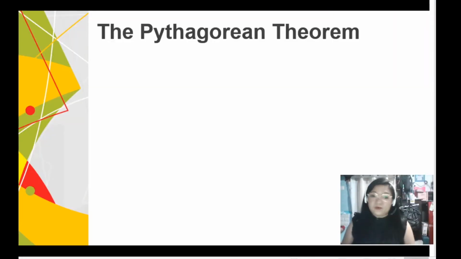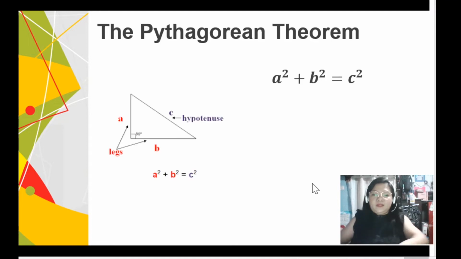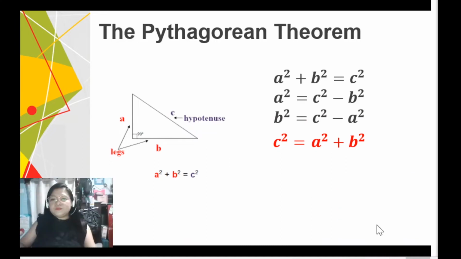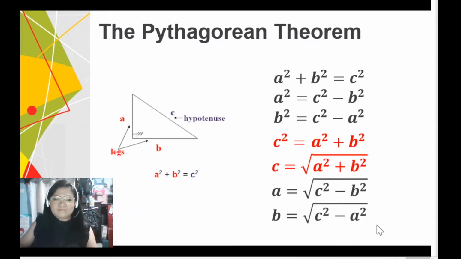The Pythagorean Theorem says that the square of the hypotenuse is equal to the sum of the squares of the legs, giving us a squared plus b squared equals c squared. By commutative property of equality, we can get c squared is equal to a squared plus b squared. And from this, we can also get the value of a squared and b squared. So to get the value of c, a, and b, we just get the square root of both sides. So let us now go to our word problems.